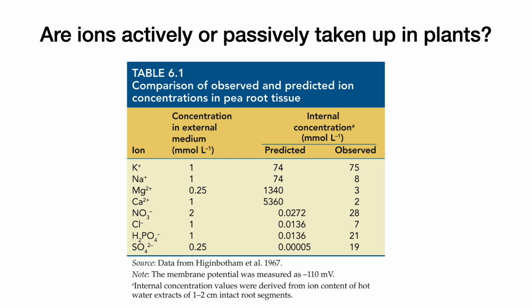Note that nitrate has to be transported against its concentration gradient, and since there's a negative membrane potential, it is in fact repelled by the negative charge on the inside of the membrane. And so it's going against both forces, and it is fairly clear that this is an active transport process. The same thing is true for chloride, for phosphate, and for sulfate.